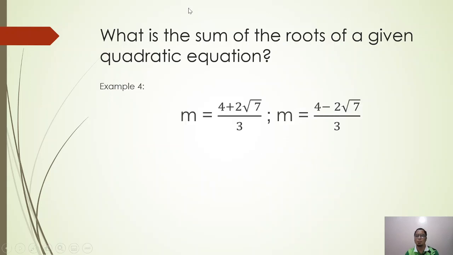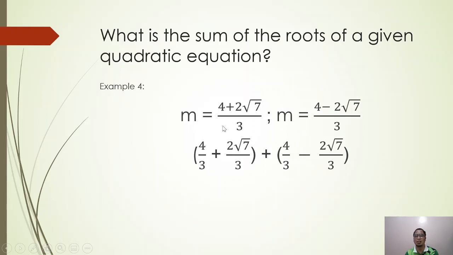Kung ito yung roots, balikan ko na yung topic, sum. So mag-a-add tayo. Ayan. Ito pwede kong paghiwalayin: 4 over 3 plus 2 square root of 7 over 3. Ito yung grupong yan. So yung grupong yan daw, i-a-add ko sa kabila. So still, pinaghiwalay ko dito, 4 over 3, kinopya ko yung minus, 2 square root of 7 all over 3.